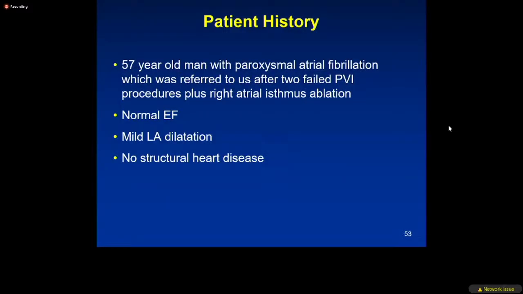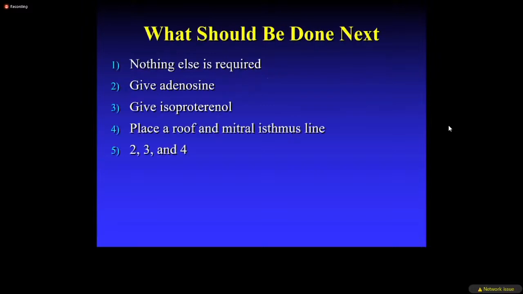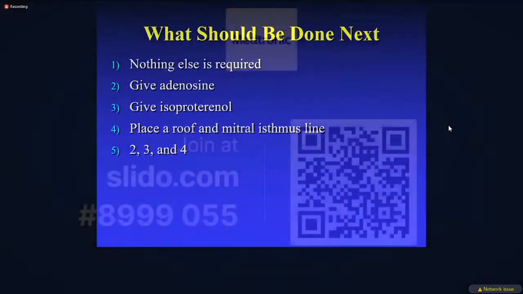A 57-year-old with paroxysmal AF referred to us after 2 failed PVI procedures, plus a right atrial isthmus ablation. Normally mild LA dilatation, no structural heart disease. During mapping of PV potentials, we're seeing only in the left lower vein, it was one segment. Is that enough, or would you do something different? So let's vote.